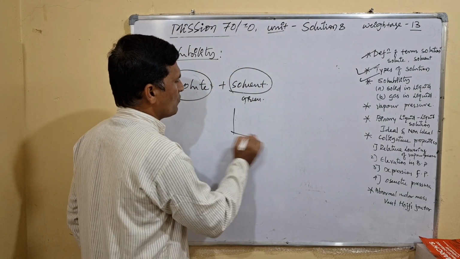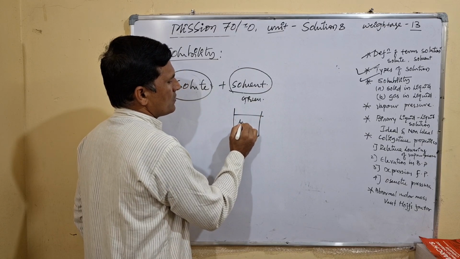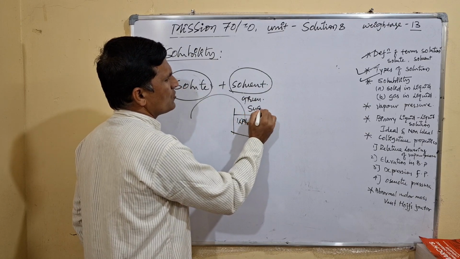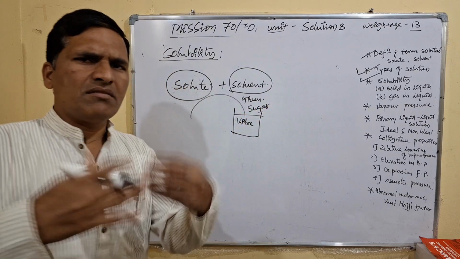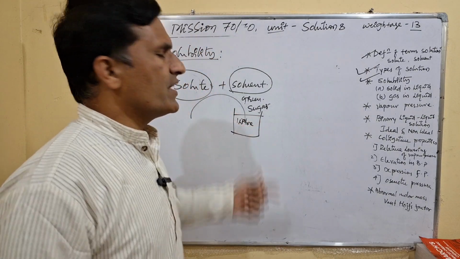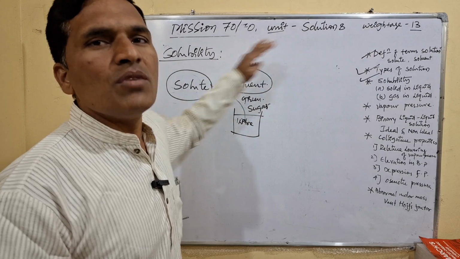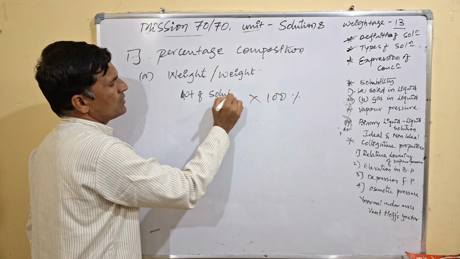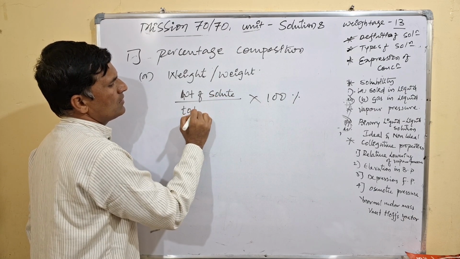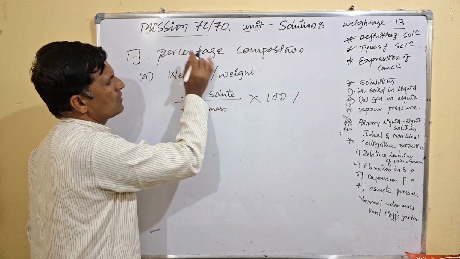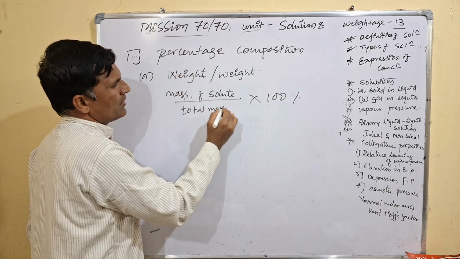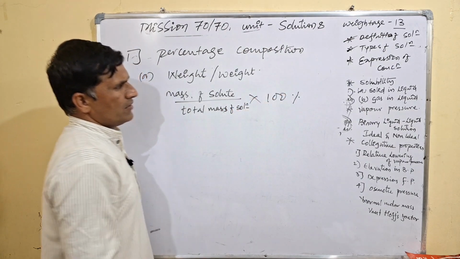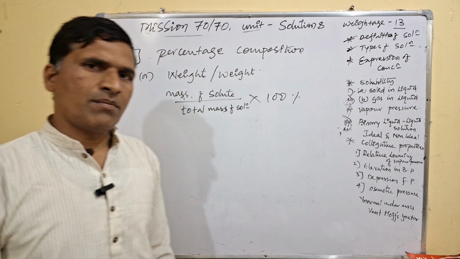Say for example, I took 1 liter of water, which means a fixed quantity of the solvent. Then how much sugar can I dissolve in this? Maximum, to the greatest extent. That we call the solubility of a given compound in a given solvent. Mass of the solute divided by total mass of the solution into 100 we call the weight by weight expression.